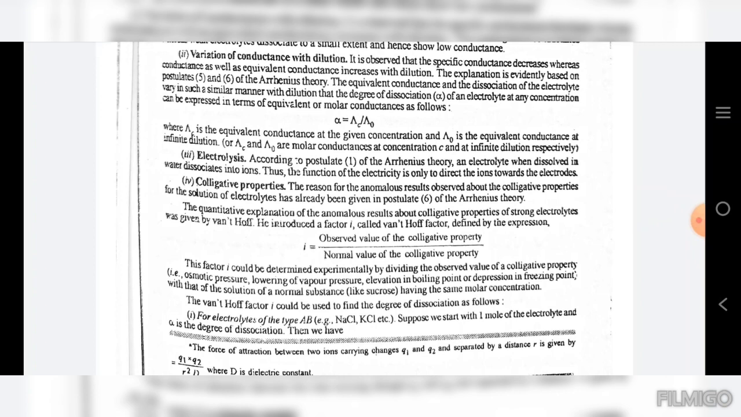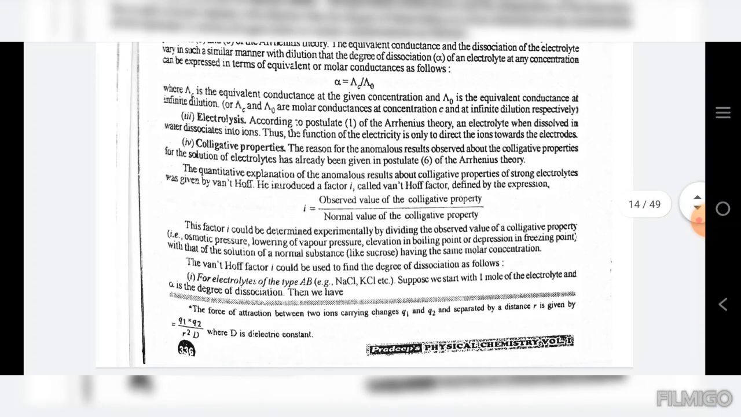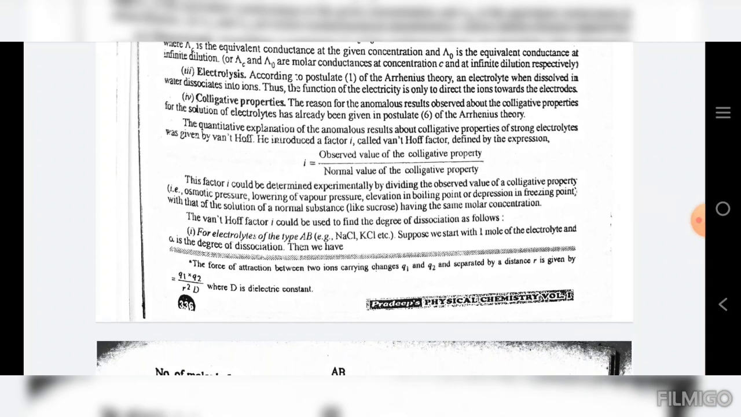The explanation is evidently based on postulates 5 and 6 of the Arrhenius theory. The equivalent conductance and the dissociation of the electrolyte vary in such a similar manner with dilution that the degree of dissociation of an electrolyte at any concentration can be expressed in terms of equivalent or molar conductances as follows, where the first is the equivalent conductance at given concentration and the second is the equivalent conductance at infinite dilution, or molar conductances at concentration C and at infinite dilution respectively. Electrolysis. According to postulate 1 of the Arrhenius theory, an electrolyte when dissolved in water dissociates into ions. Thus the function of the electricity is only to direct the ions toward the electrodes.